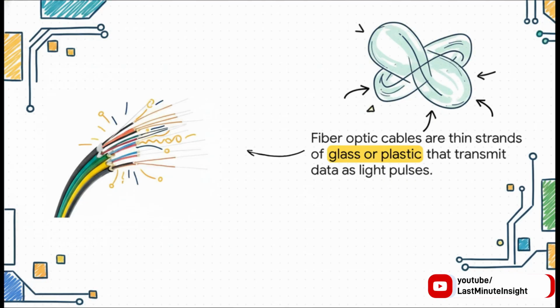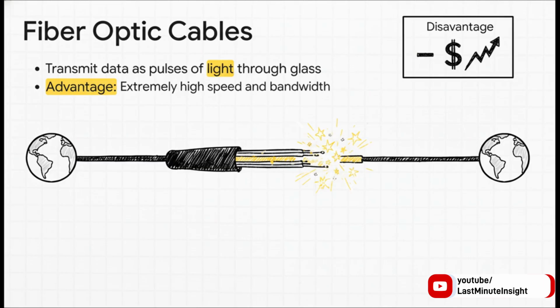Fiber optic cable. Instead of metal, those incredibly thin, colorful strands you're looking at are actually pure glass. So get this, instead of sending electrical signals down a wire, fiber optics send pulses of light through glass. I mean, just think about that for a second. We are transmitting data literally at the speed of light.